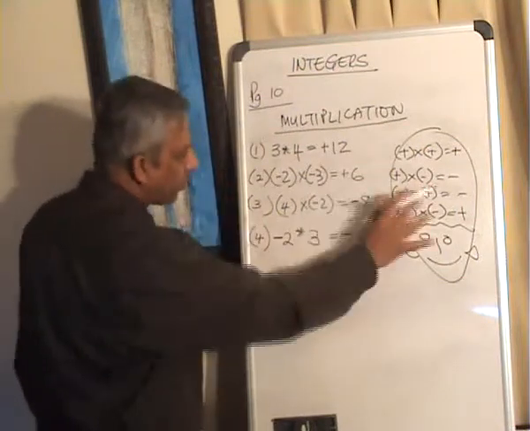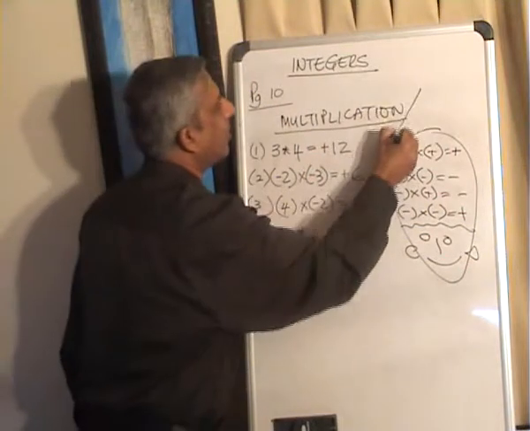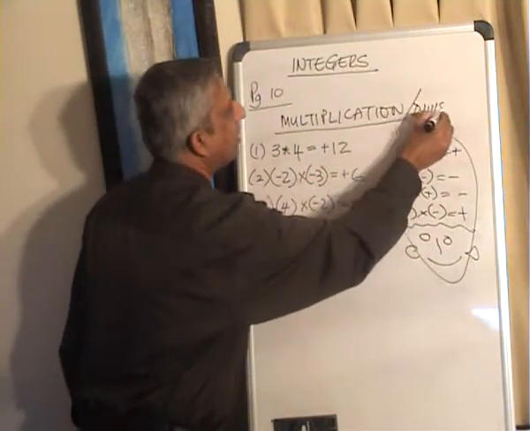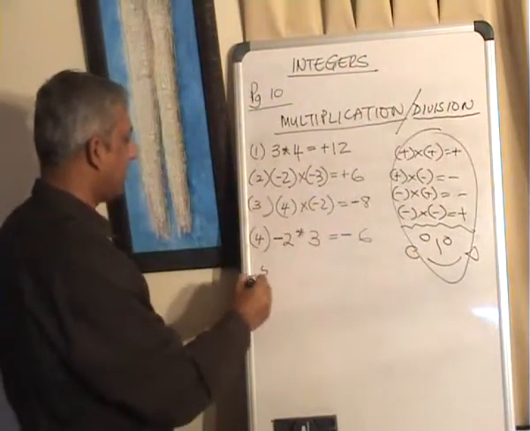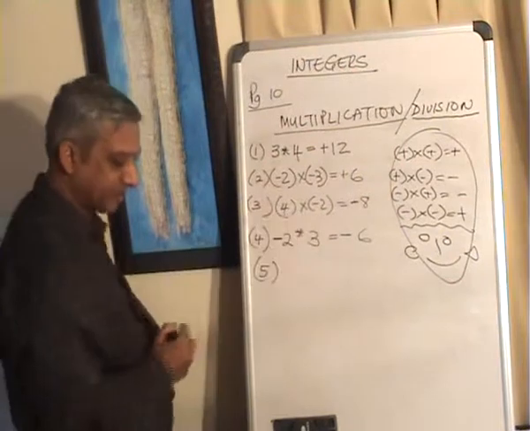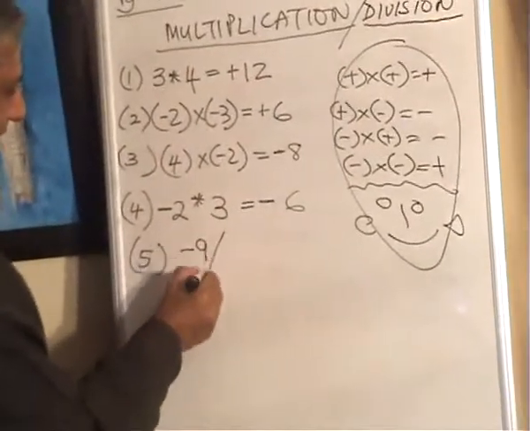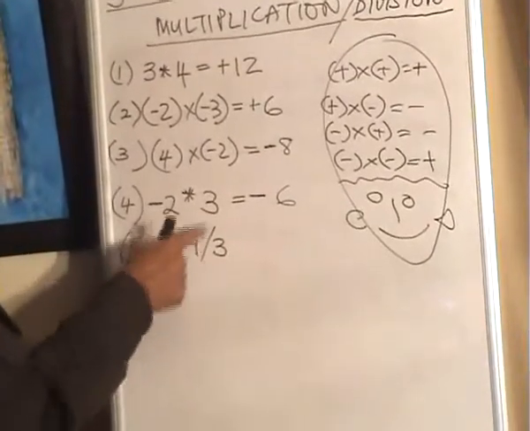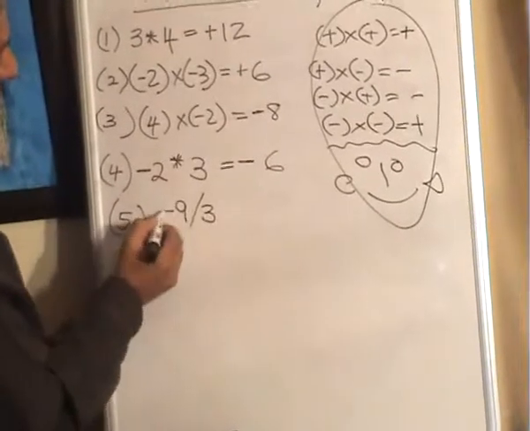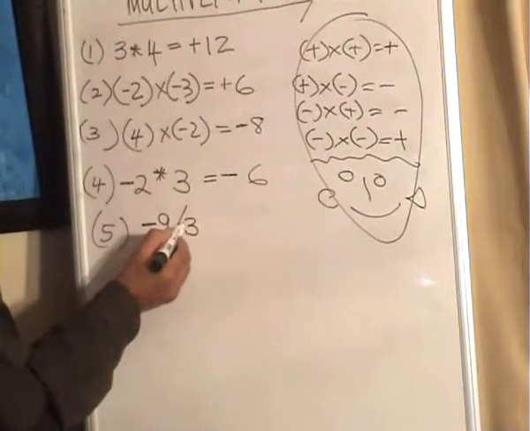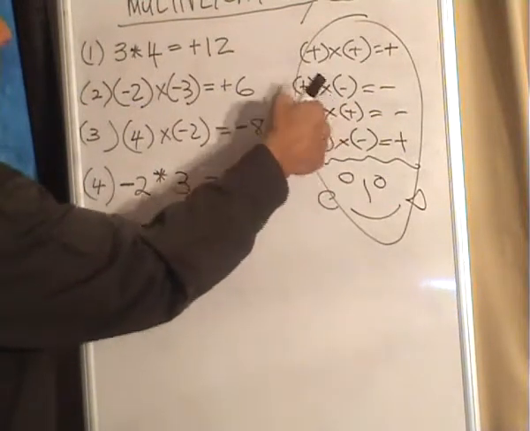Now, the same rules apply for division. So if I had to divide, the same rules apply. If I had minus 9 divided by 3, remember, this sign is a division sign. So minus 9 divided by 3 means minus divided by plus. Same rules work.